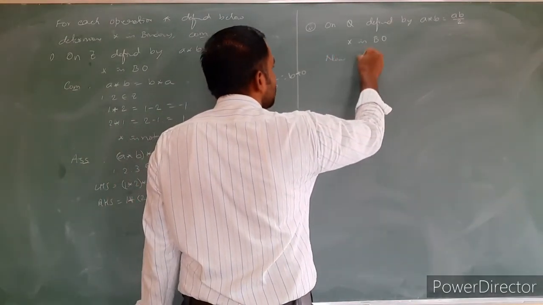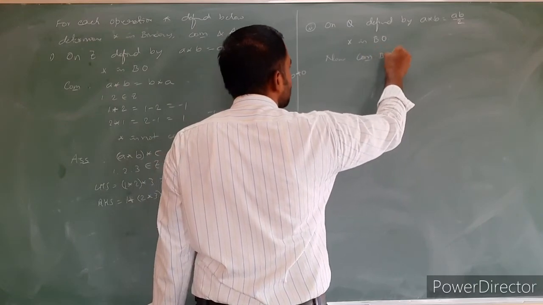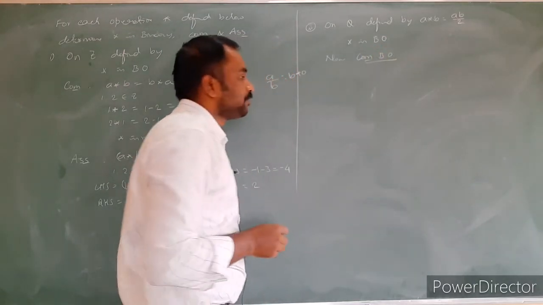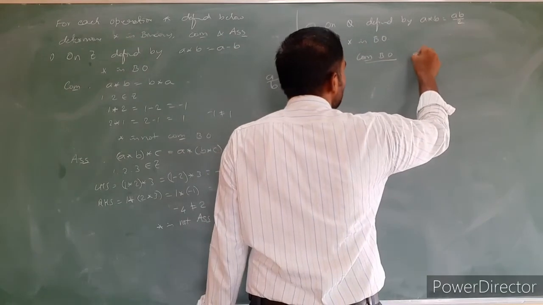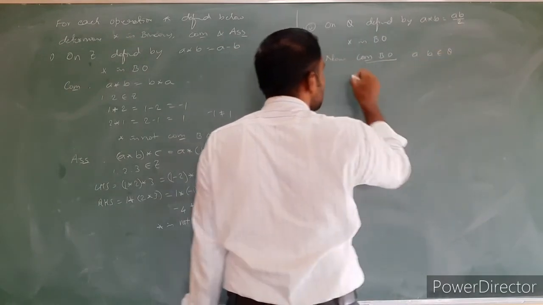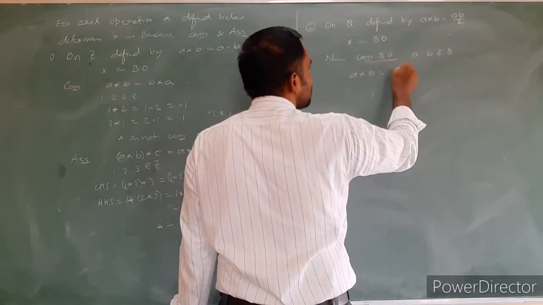Now, further, is it a commutative binary operation or not? Check it. Yes, obviously it becomes true. Let A and B belong to the rational numbers. A star B. What is A star B?